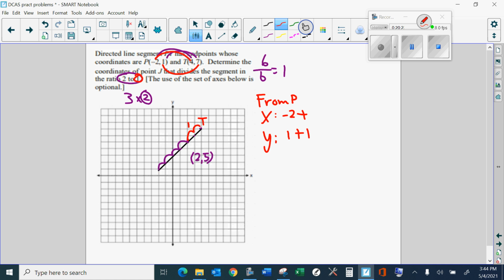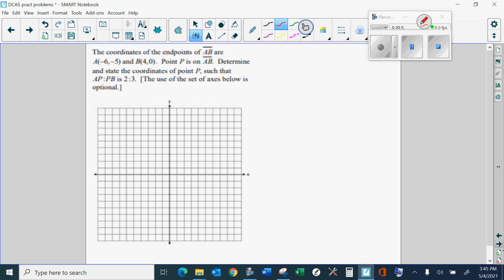Okay, what fraction is it? It's 2/3 of the way. What's the total x distance from -2 to 4 is 6, and from 1 to 7 is 6. Now I just do my calculation. 6 divided by 3 is 2, times 2 is 4, minus 2 is 2. 6 divided by 3 is 2, times 2 is 4, plus 1 is 5. I get 2 comma 5, which we already have down there. Okay, so there's two ways.